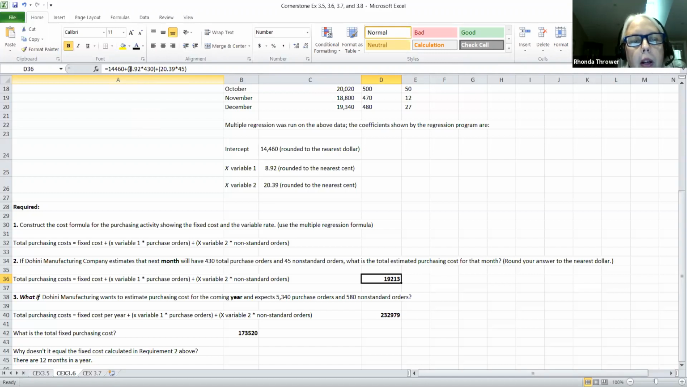And if you look up here in the solution where I've typed it out, you can see that this is your fixed cost. This part right here is your first variable cost. This is your second variable cost. Your variable cost plus your fixed cost will give you the total cost. And in this case, the total cost was $19,213.